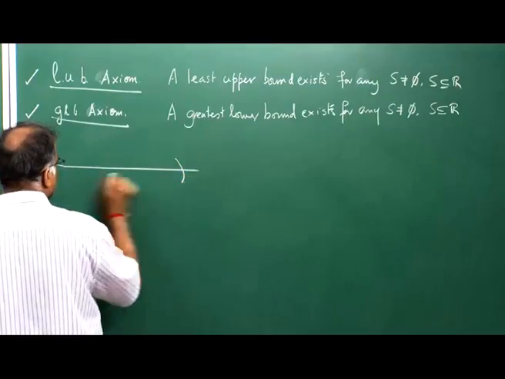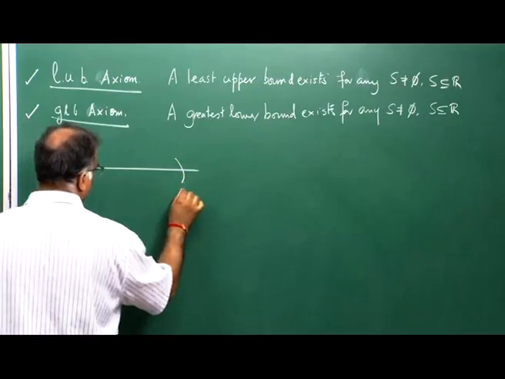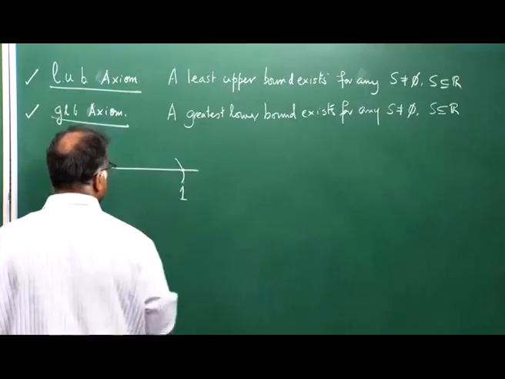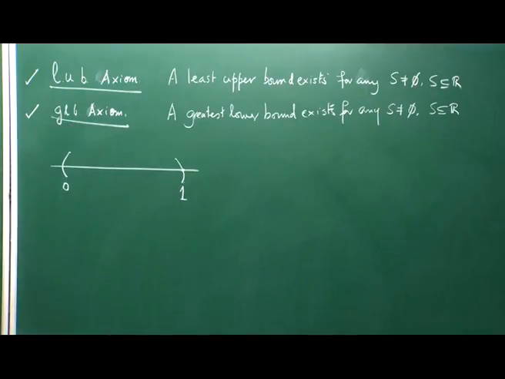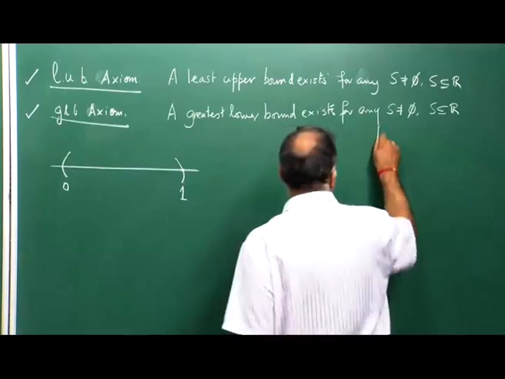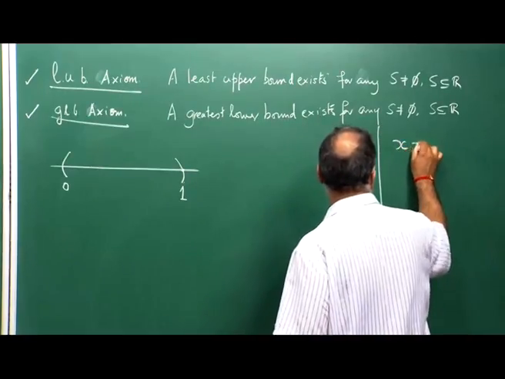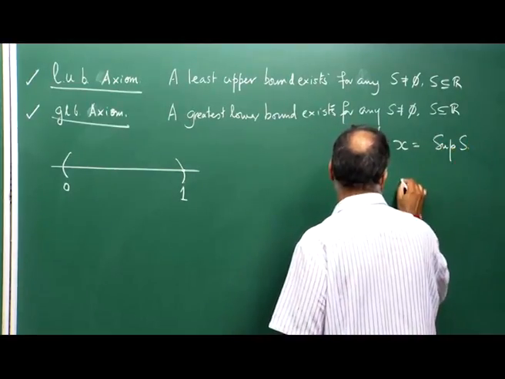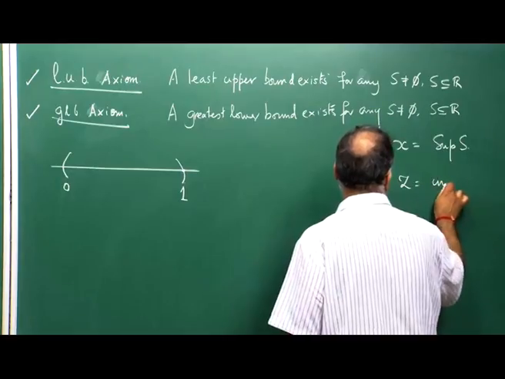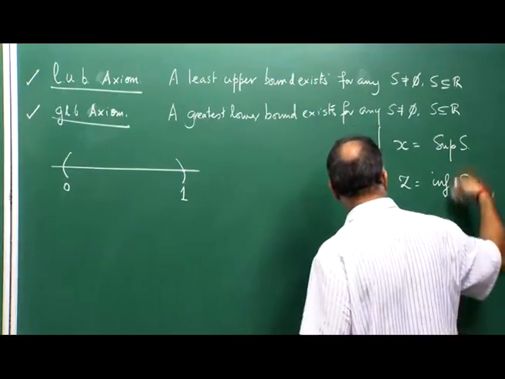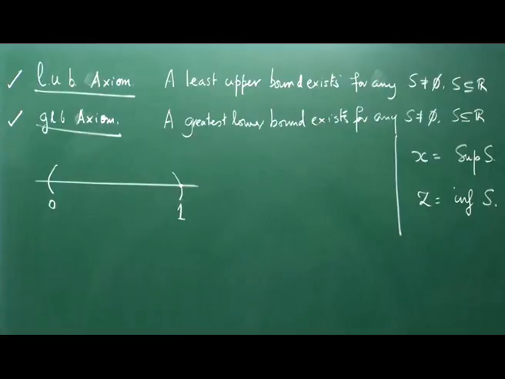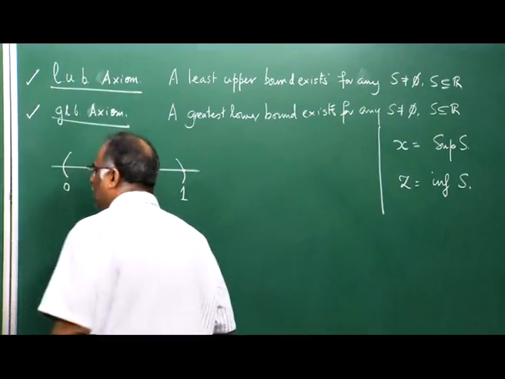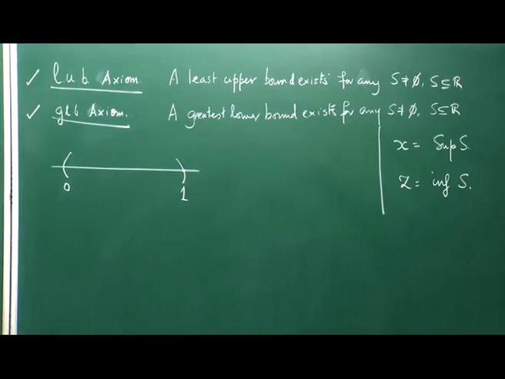Suppose you have taken this line 0 and 1 and you are claiming that 1 is a supremum. So, sometimes you write it in this way, X is equal to the supremum of the set S, or say Z is equal to the infimum of the set S. This is the standard notation that you use in mathematics. So, if you take the set 0 1, what is happening? What does this lowest upper bound mean?